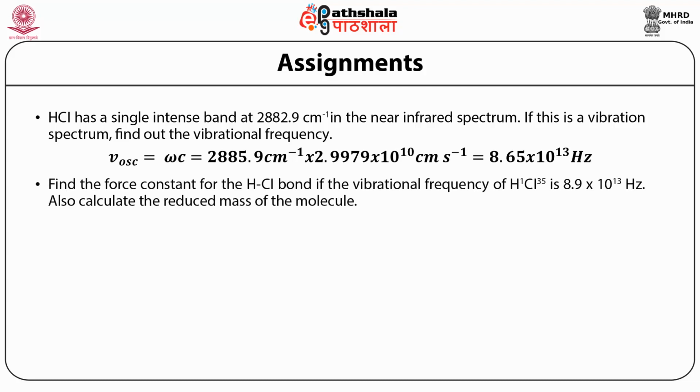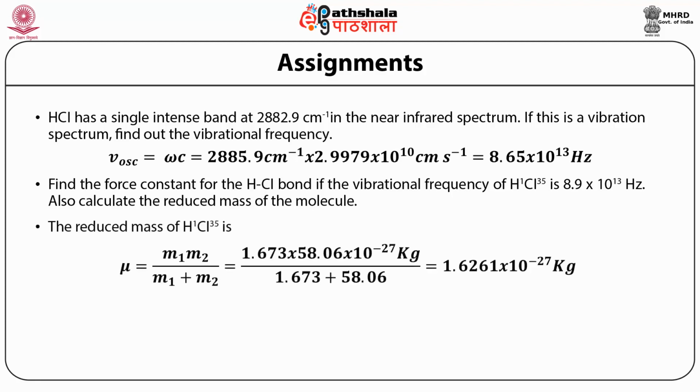Further, find the force constant for the HCl bond if the vibrational frequency of HCl is 8.9 into 10 to the power 13 Hz, where HCl can here be written as H1 and Cl 35. Also calculate the reduced mass of the molecule. So the reduced mass, let us first calculate, is mu equal to m1 m2 by m1 plus m2. Putting the values of mass of hydrogen and mass of chlorine and calculating, it is 1.6261 into 10 to the power minus 27 kilogram, m1 being the mass of the hydrogen and m2 that of the chlorine.